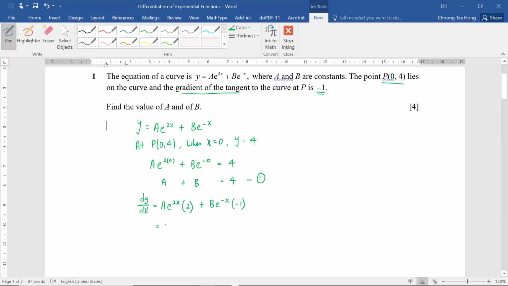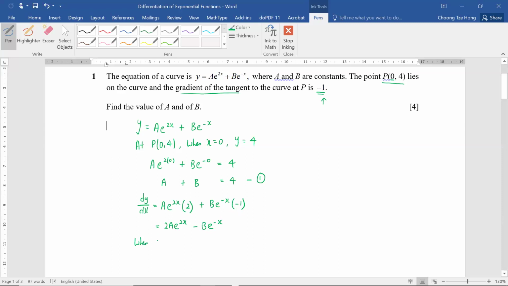So dy/dx will be equal to 2a times e to the power of 2x, minus b times negative 1 becomes minus b times e to the power of negative x. So here is your dy/dx ready. Remember at point P(0,4), dy/dx is negative 1. So this is the dy/dx value.